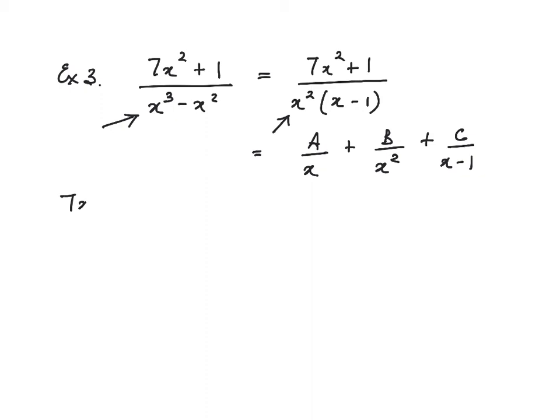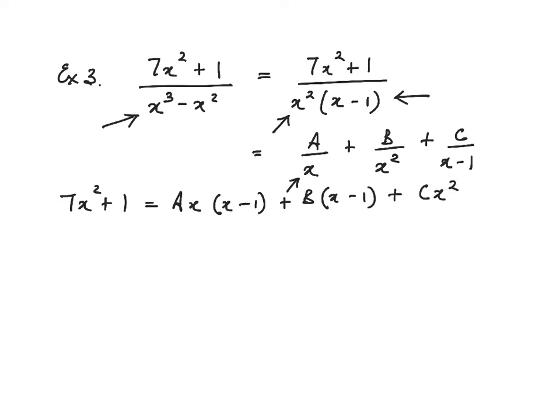Next line, 7x squared plus 1, dealing with the numerators. Well, what do I multiply this by to get the common denominator, which is this here? I multiply by x minus 1. So I multiply the a by x minus 1. And I'll multiply b by x minus 1. And I'll multiply c by x squared.